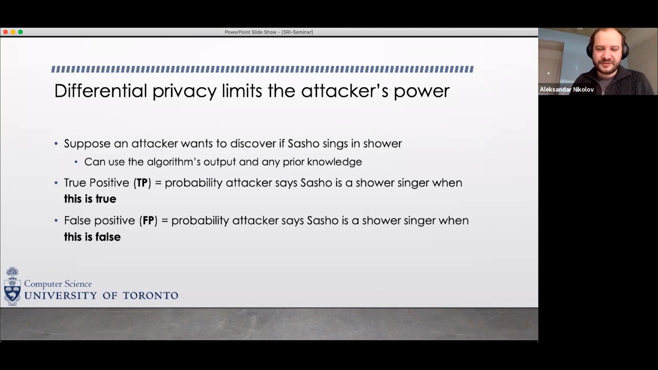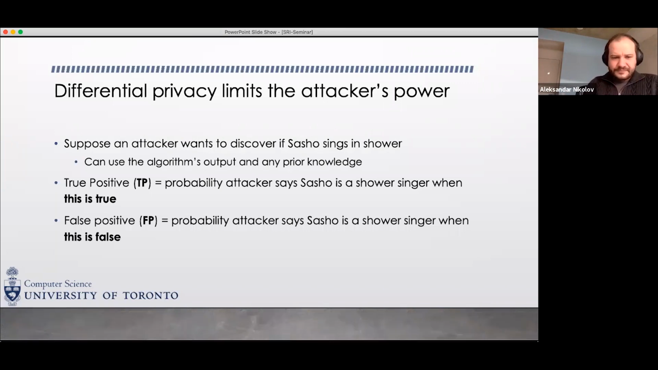So this is the true positive rate, the probability that the attacker correctly identifies that I sing in the shower. And the false positive rate is the opposite in a way. So let's say the data set says that I do not sing in the shower, but incorrectly the attacker says that I do. The probability of that happening is the false positive rate, okay?